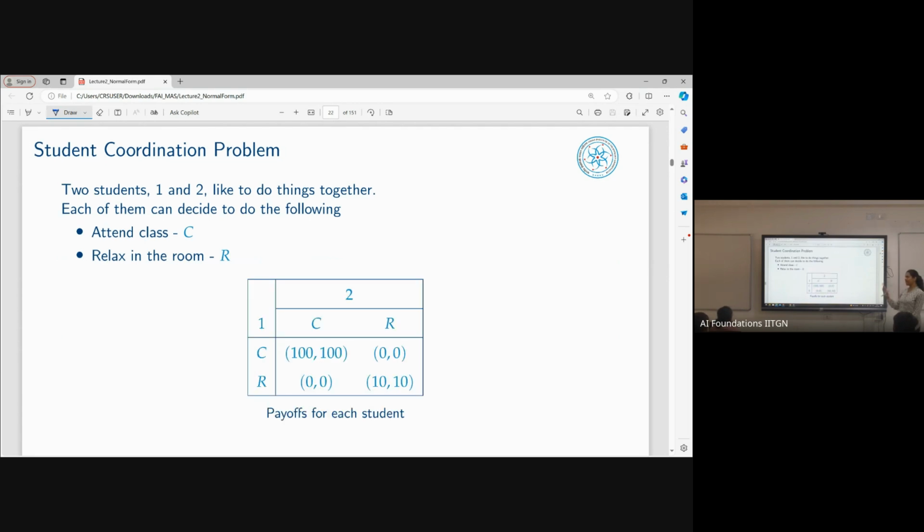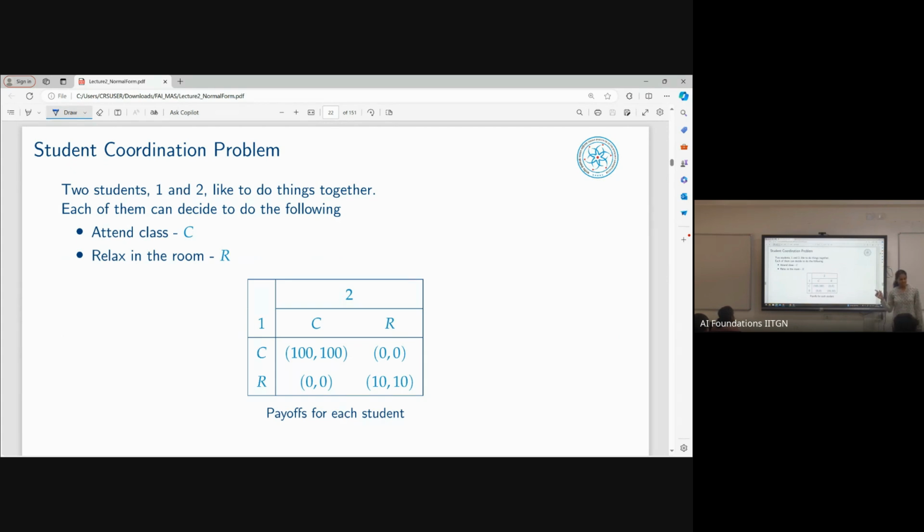Now what I have defined is a matrix. It's very important to know how to read this matrix. This is something that we'll be using throughout the course, and we'll be doing numericals on this. What I have over here is a row player and a column player. The row player is student 1 and the column player is student 2. The rows represent the actions corresponding to the row player, and the columns represent the actions corresponding to the column player.